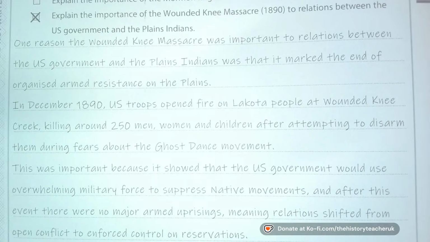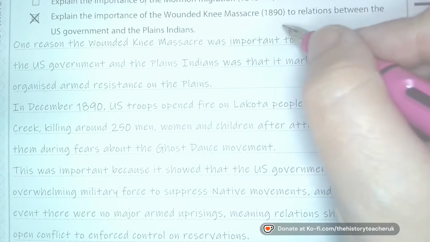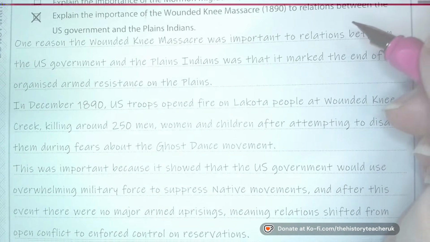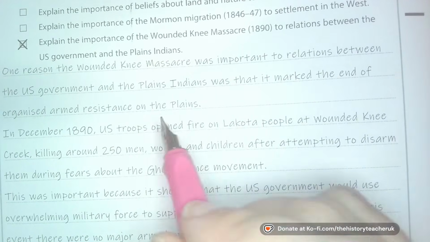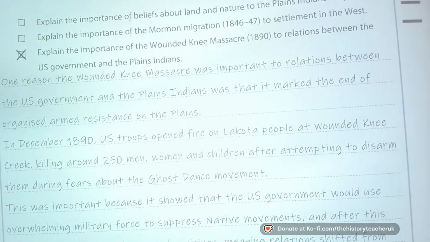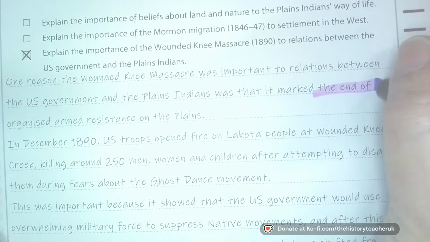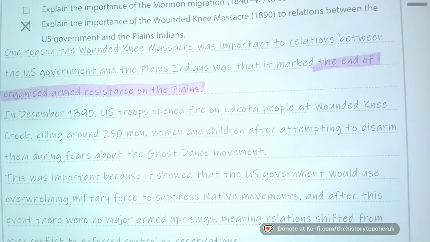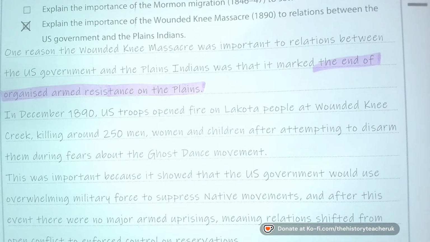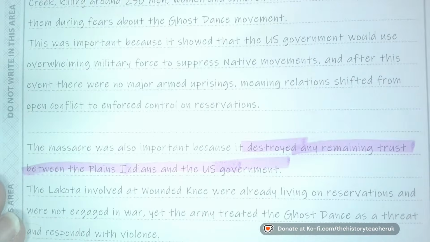One reason that the Wounded Knee Massacre was important. So before I do that, what's our question? Is the importance of the Wounded Knee Massacre to relations between the US government and the Plains Indians. So my 2 points this time are going to be: it marks the end of organised armed resistance on the plains. So in other words, unfortunately, it marks the end of the organised resistance, and that it destroyed any remaining trust between the Plains Indians and the US government. There's my 2 key points there.